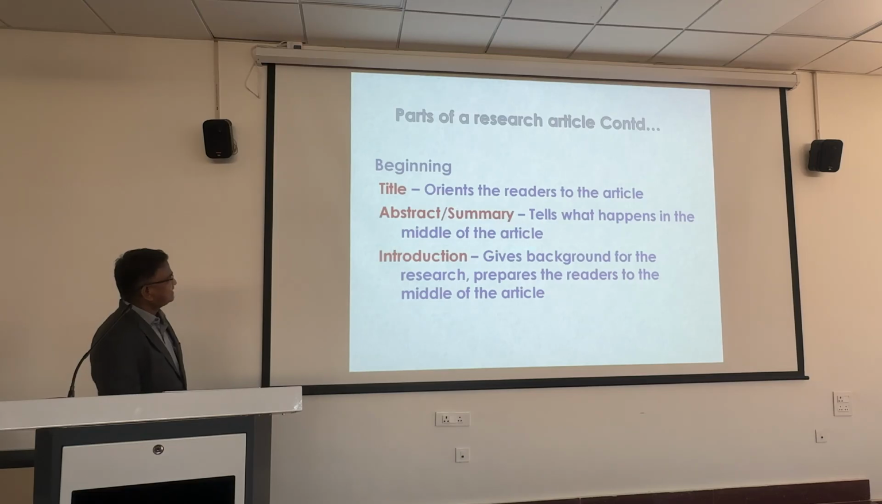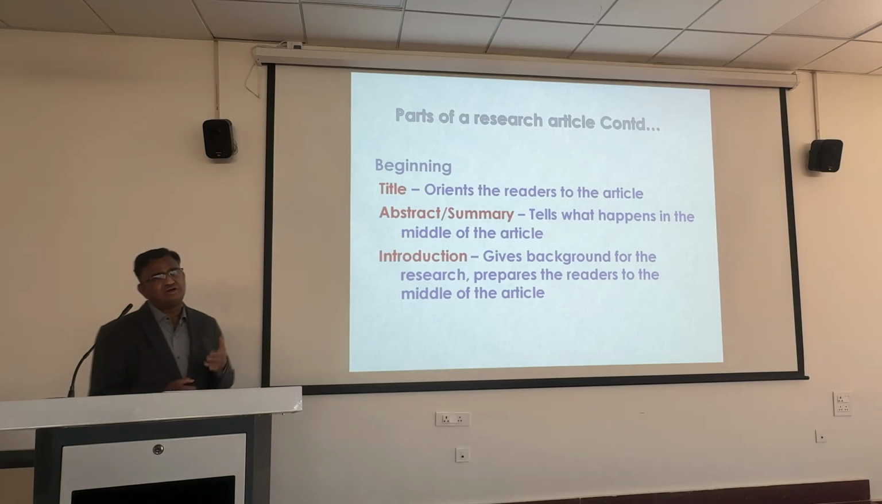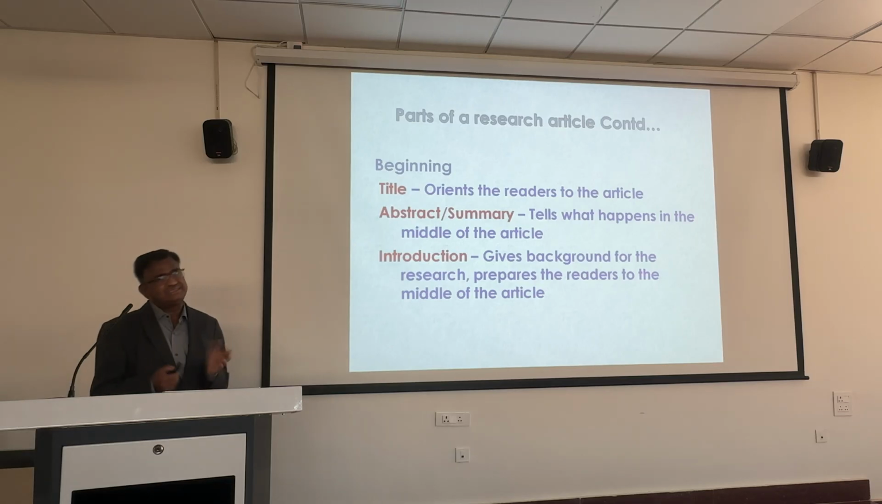And then the abstract, a summary, tells what happens in the middle of the article. Every journal paper specifies that it should be 300 words or 200 words, etc. So here we need not write more detail, just to the point. What is the methodology, what problem we have taken up, what results we have obtained, how they are relevant. This much only. And introduction.